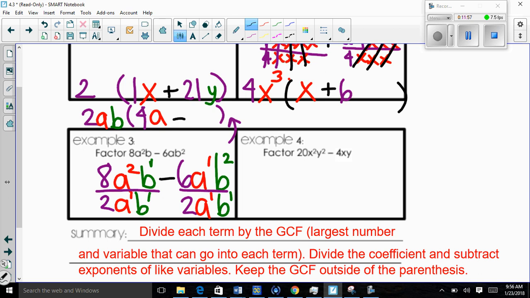Minus, what's 6 divided by 2? 3. What happens with my A? So it's 1 minus 1. Crosses out, and it's 1. What's 2 minus 1? 1. That's my answer. So whichever way you want to do it, if you'd rather watch.